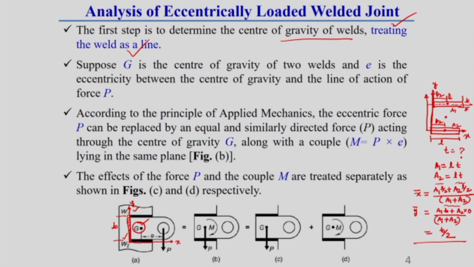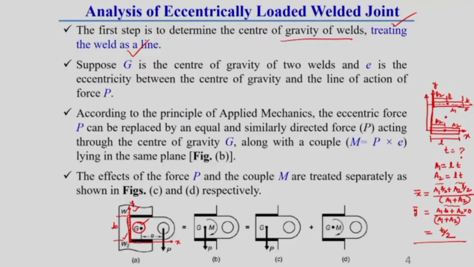To find the CG of all welds, we consider the weld as a line, and we consider only the throat thickness. Compared to the thickness of the weld, the length is very high, which is why we treat the weld as a line. Once we find the CG, we can easily find the distance between the CG and the position of this eccentric load P. So, the second step is to find the distance between G and the position of load, E.